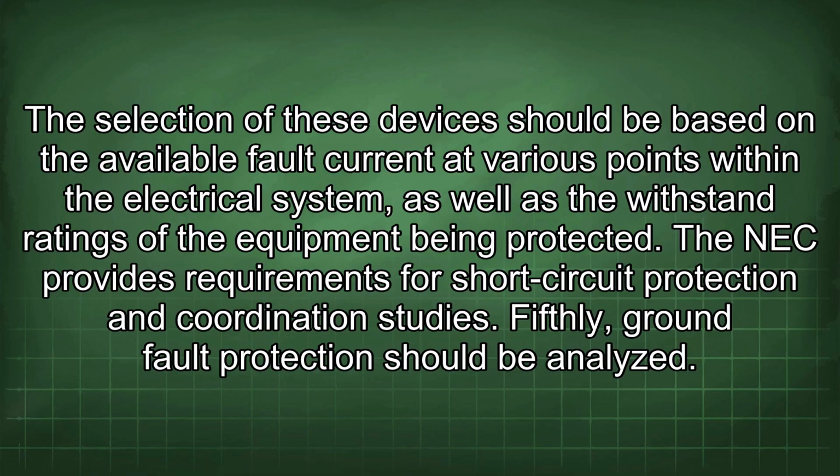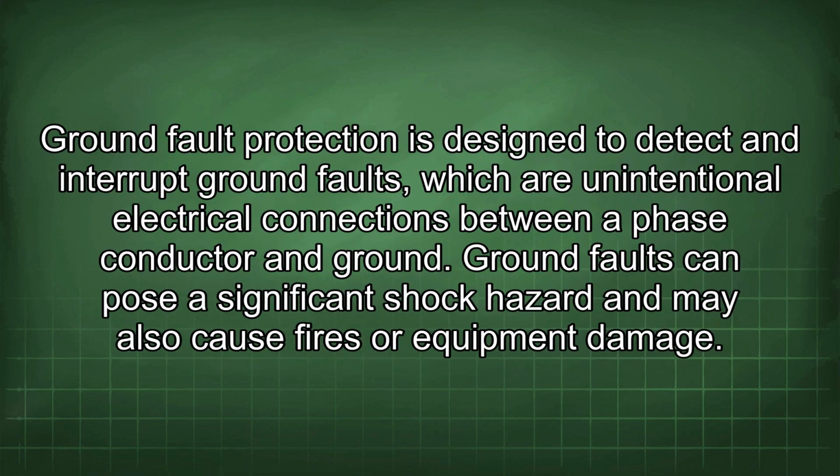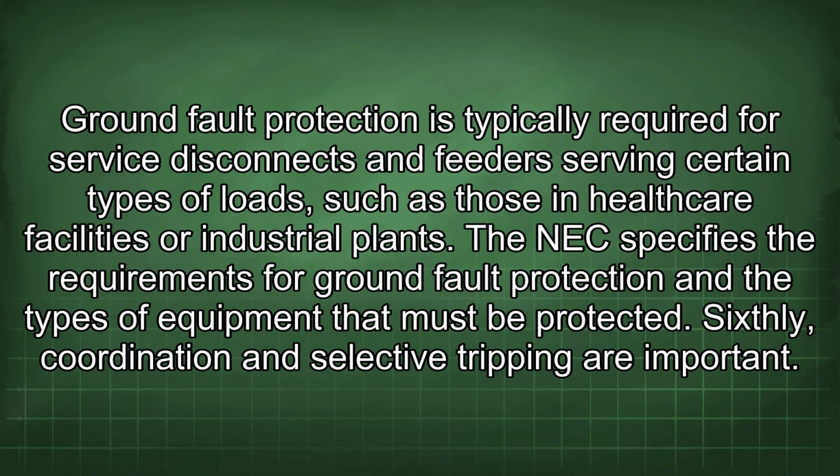Fifthly, ground fault protection should be analyzed. Ground fault protection is designed to detect and interrupt ground faults, which are unintentional electrical connections between a phase conductor and ground. Ground faults can pose a significant shock hazard and may also cause fires or equipment damage. Ground fault protection is typically required for service disconnects and feeders serving certain types of loads, such as those in healthcare facilities or industrial plants. The NEC specifies the requirements for ground fault protection and the types of equipment that must be protected.